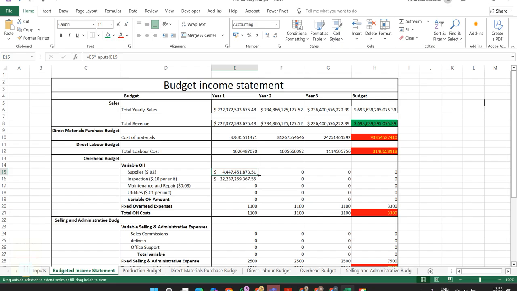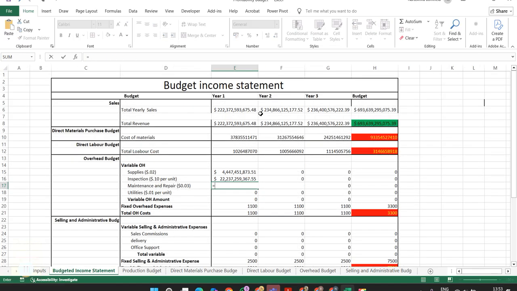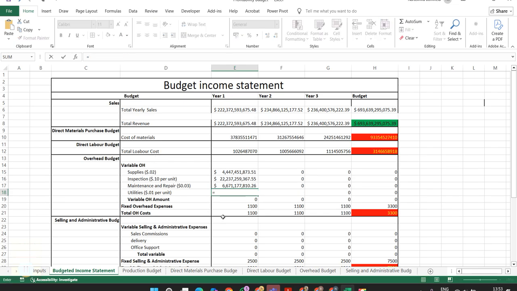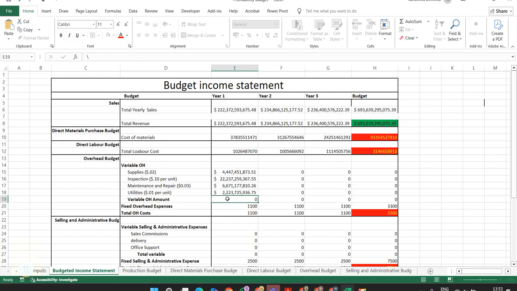Next, if I take like this in sequence, we are having all the values. 0.1, sorry, this is equal to this value into assumption value production inspection, and this is equal to this into maintenance and reports 0.3%, and utilities is equal to this into 0.01. So now these values are actually assumptions.